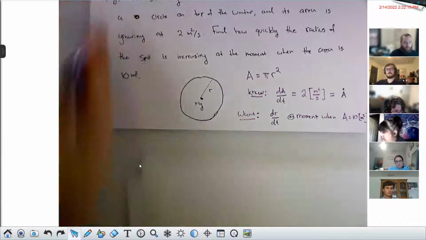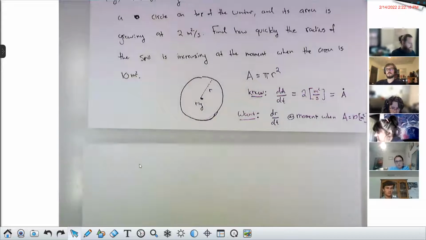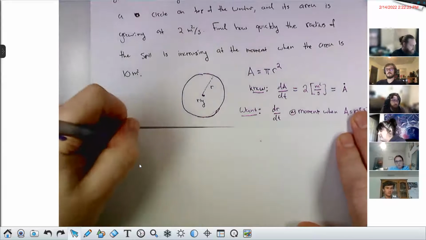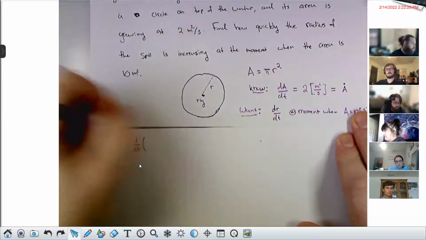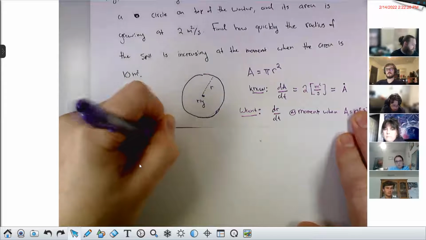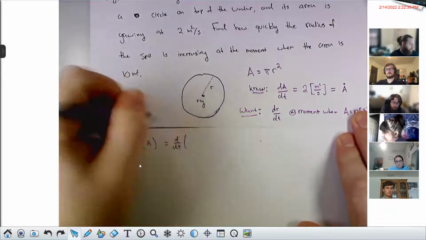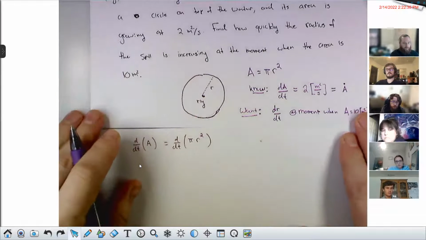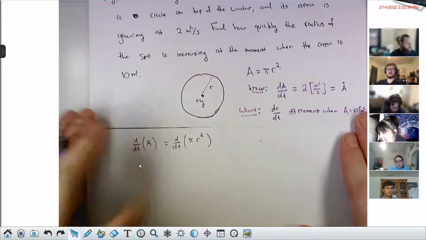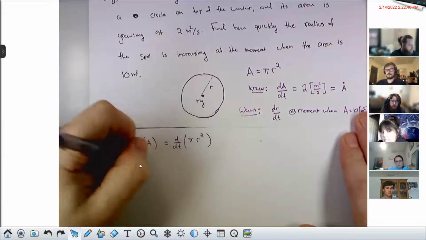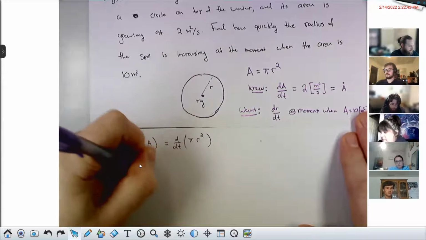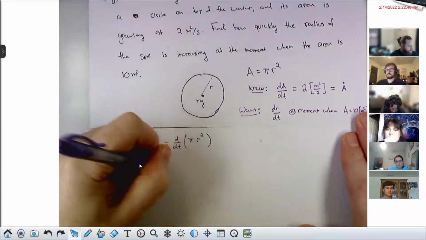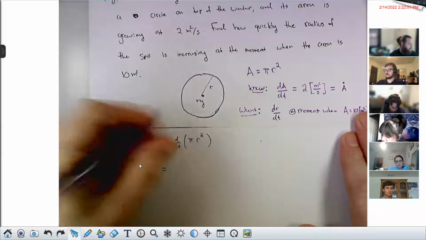So let's see what that looks like. I apply the operator d/dt to both sides of that algebra relationship. On the left-hand side, d/dt of A gives me dA/dt. And on the right-hand side, this pi is a constant multiple. It can pop out.